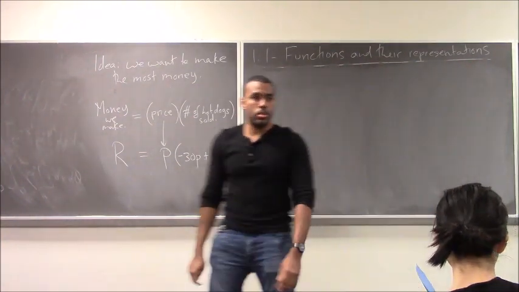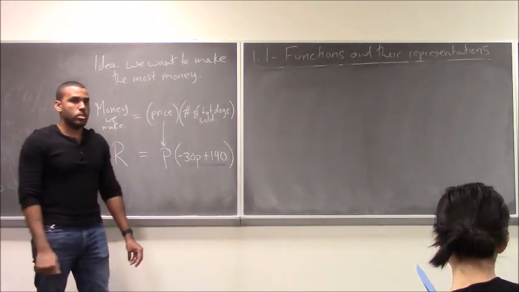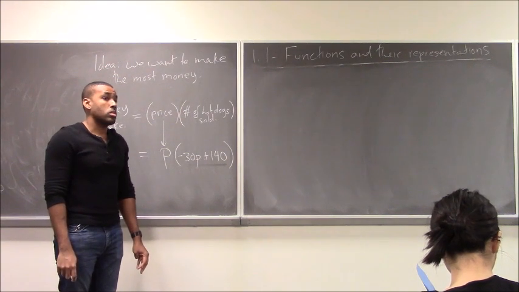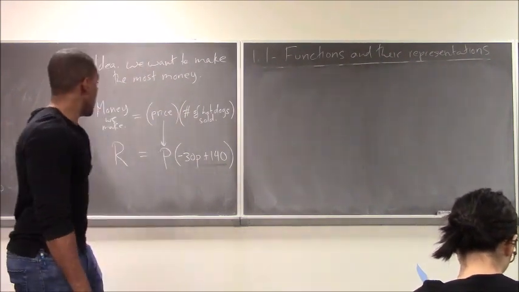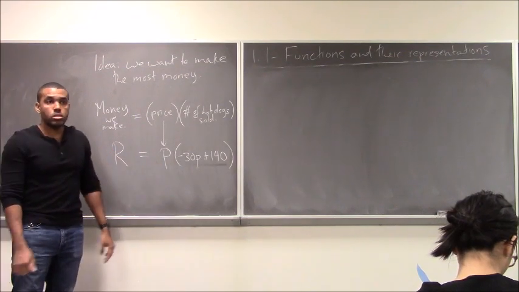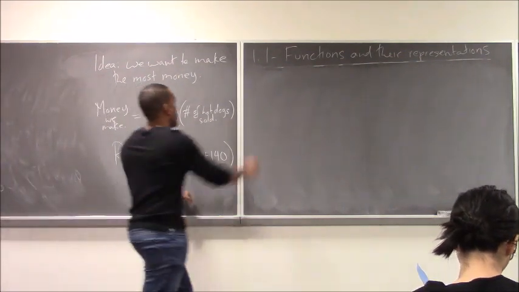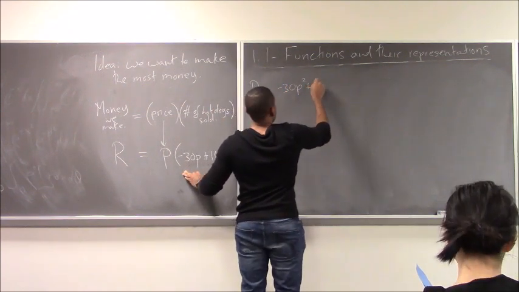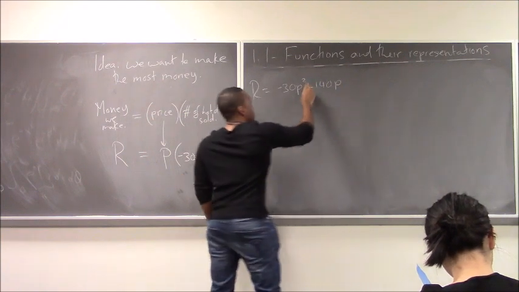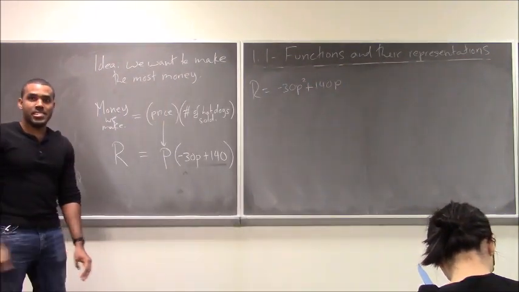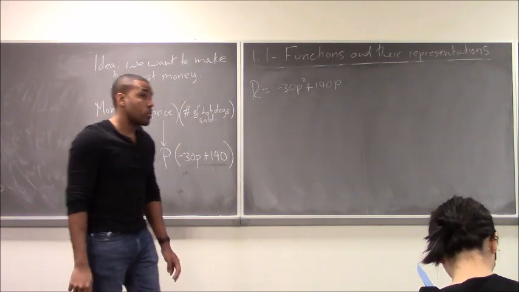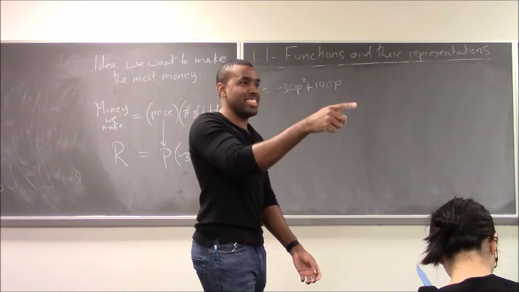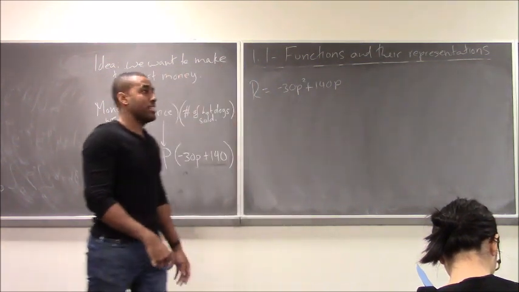Do you guys know what kind of function that is? Yeah? So you want to make the price... It's a what? Linear function. Is this a linear function? Oh, it's p times... R is going to be minus 30p squared plus 140p. What kind of function is that? Yeah. Quadratic.